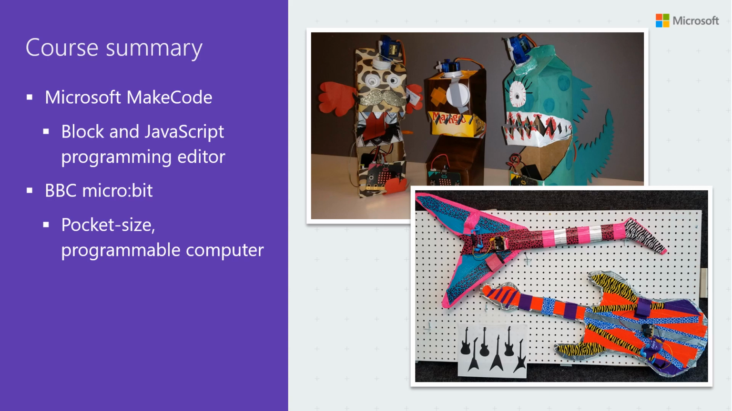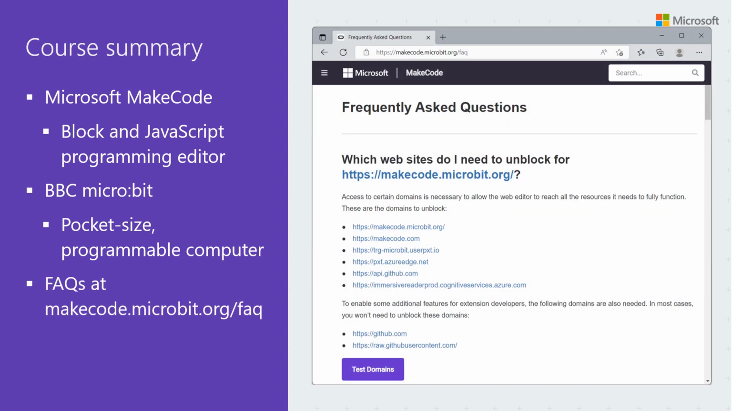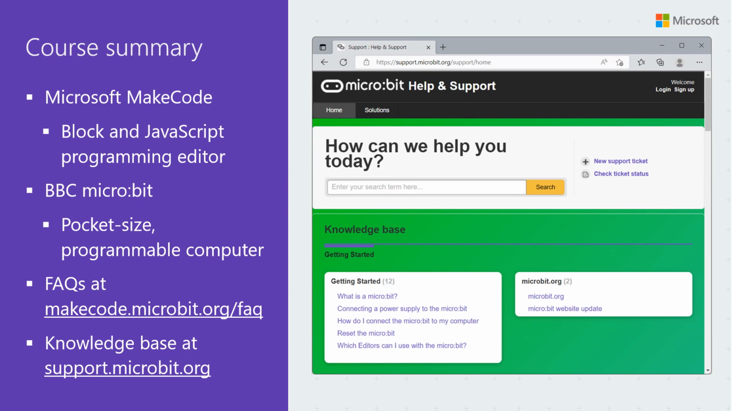Now, for support, you have two go-to resources. Frequently asked questions are found at makecode.microbit.org/FAQ. The knowledge base, found at support.microbit.org/support/home, is a repository of articles written especially to help answer common questions and solve common problems.